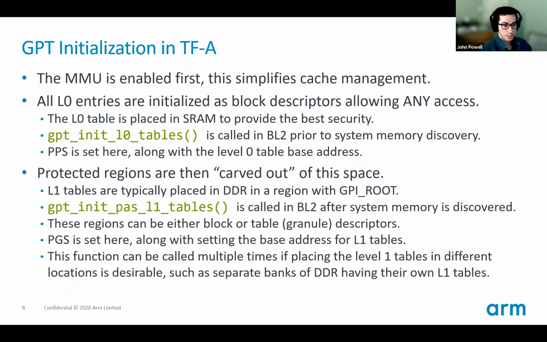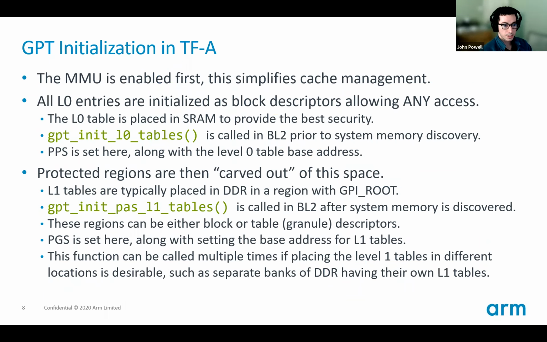Once the MMU is enabled, all the L0 descriptors covering the entire protected space are initialized to GPI any using the API gpt_init_l0_tables. The desired PPS value is supplied here along with the base address for the L0 tables, which, like I mentioned, would typically be somewhere in SRAM. Once that is complete, the system can go and discover initialized DRAM before the next stage of initialization, where the desired protected regions are carved out of the space we previously initialized.